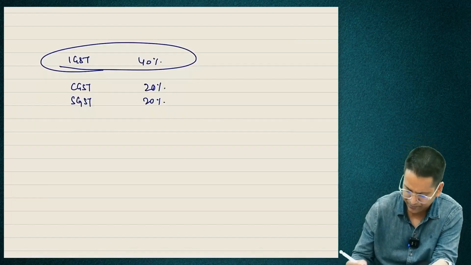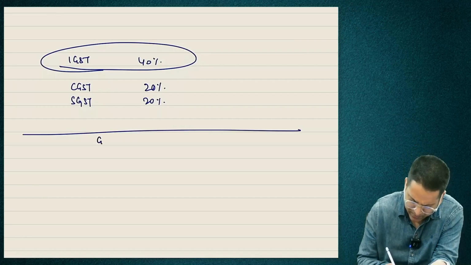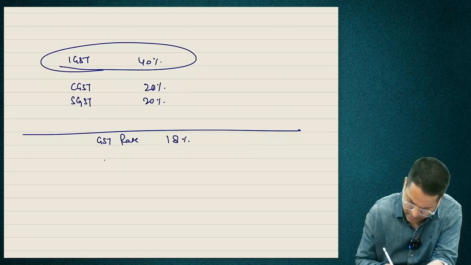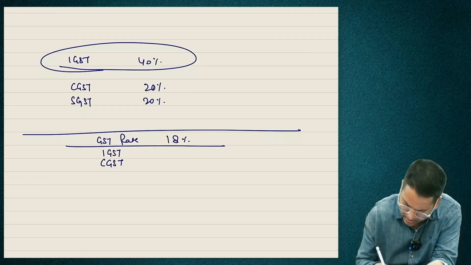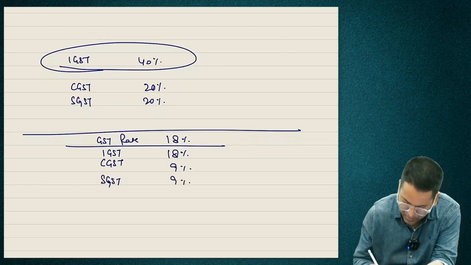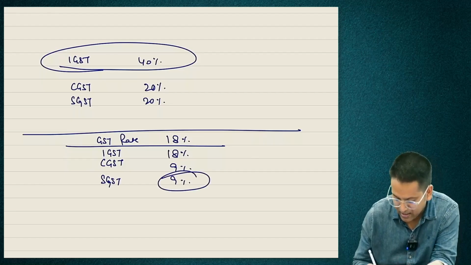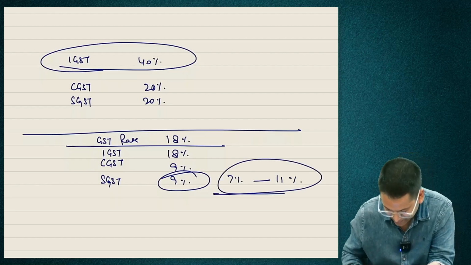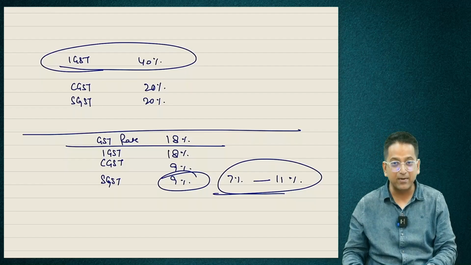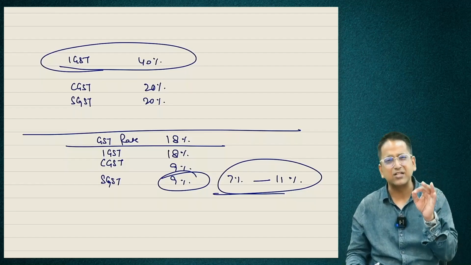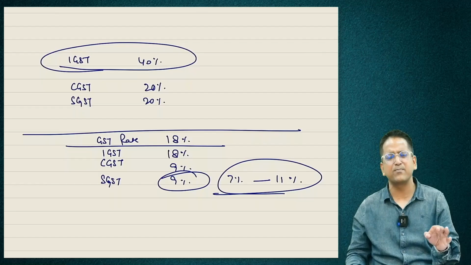For example, if the GST rate on a particular item is 18%, what does that mean? How much will be the CGST? How much will be the IGST? It means the IGST will be 18%, the CGST will be 9%, and SGST will be 9%. Now the state government has been given a 2% band, meaning they can set the SGST rate anywhere between 7% and 11%. They are given this band. Has this band ever been used by any state government on any item till today?